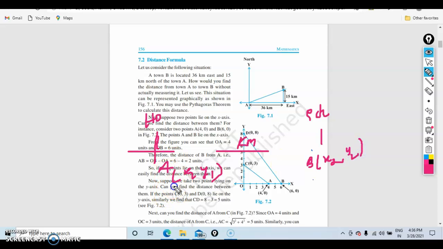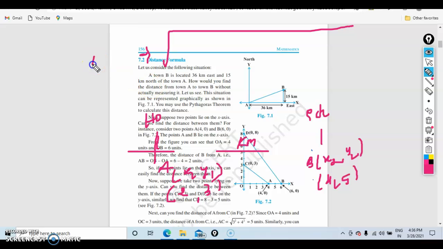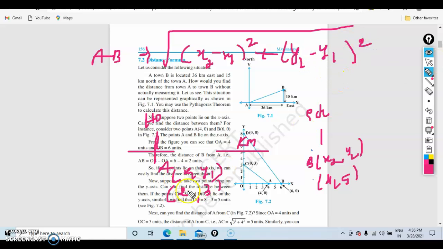So for example, here they have given 2 and 3. Here 2 will be x1 and 3 will be y1. Here 4 and 5: 4 will be x2 and 5 will be y2. Now how to find the distance between these 2 points? We have a distance formula. The distance between the 2 points AB is equal to the root of (x2 minus x1) whole square plus (y2 minus y1) whole square.